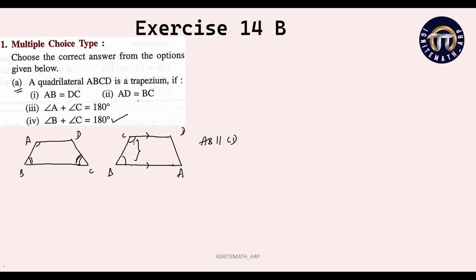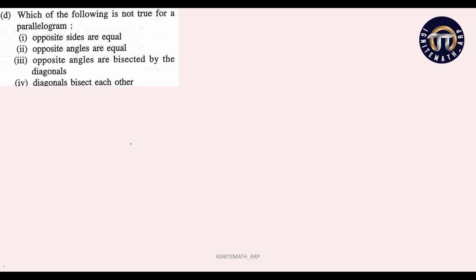AD equal to BC, it can be, but that condition alone won't satisfy. Clear? If it is along with this, yes, fine, it is an isosceles trapezium. AB equal to DC, if they are equal to each other, then I cannot say that the other two sides are non-parallel. Okay, right. So now let us see the next question.